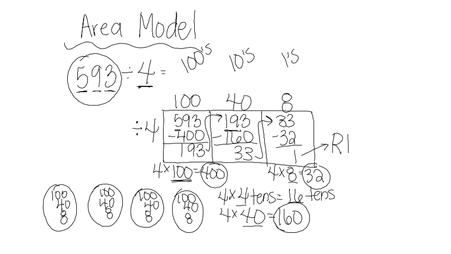To find my final answer, the last step is always to add them up. So we're going to be adding these numbers up. 100 plus 40 plus 8 gives us 148 as our quotient with a remainder of 1.